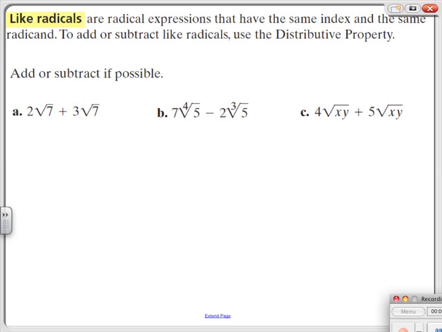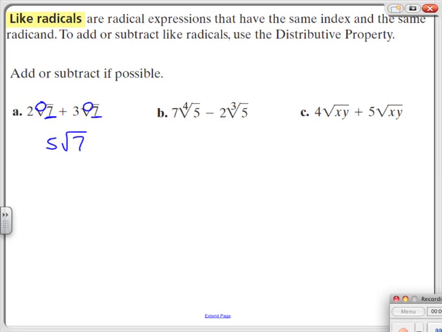The square root of 7 is kind of like your x. And so if you look, you have 2 square root 7s, and you're going to add that to 3 square root 7s. So that means total, you're going to end up with 5 square root 7s. You have the same index, which is that term right there, since there is no term, it's the 2. And then you have the same radicand, which is the 7. If those two things are the same, you can add them just like you would like terms.